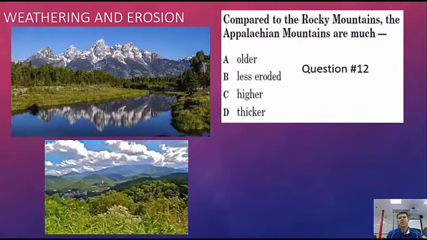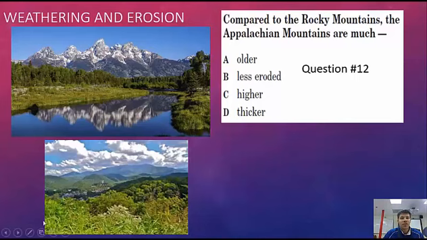Compared to the Rocky Mountains, are the Appalachian Mountains older, less eroded, higher, or thicker? All right, let's look at a picture of both. So here's your Rocky Mountains on the top picture. You can see these Rocky Mountains are very grand, they're very high, they're very tall. And on our bottom picture here, we see the Appalachian Mountains are much less pronounced, a little bit flatter. You can see a lot more forest developed over them.